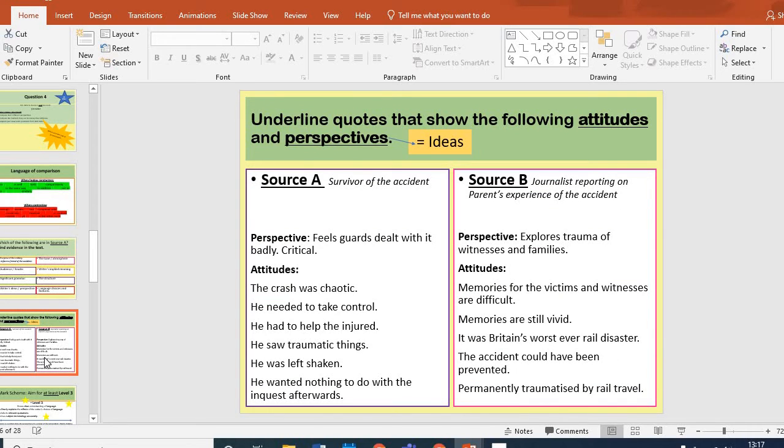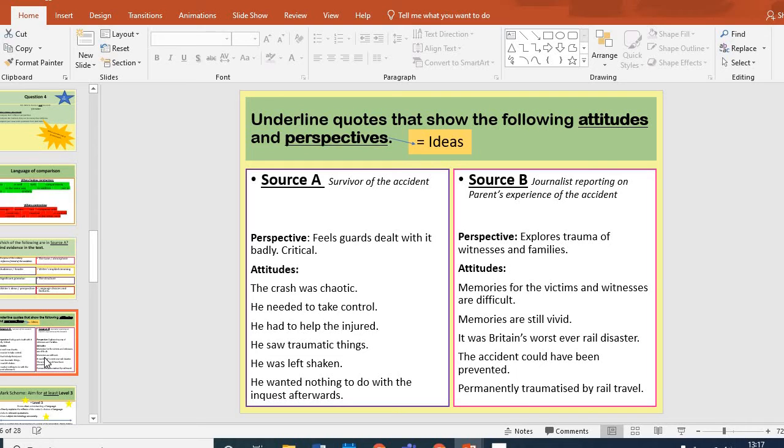So here you can see some perspectives and attitudes or ideas that are conveyed in both source A and source B. So source A is a survivor of the accident, which we know is Charles Dickens, and source B is a journalist's report on a parent's experience of an accident that they lost their daughter in at the Paddington rail crash. So the perspective for source A is that Dickens feels the guards dealt with it badly, and he's very critical of their handling of the disaster.